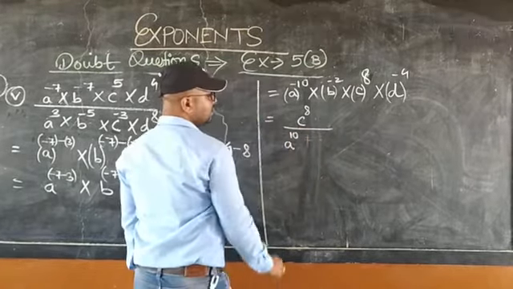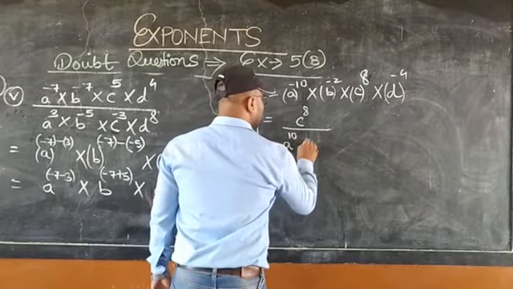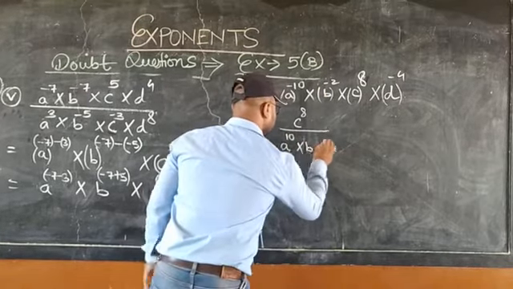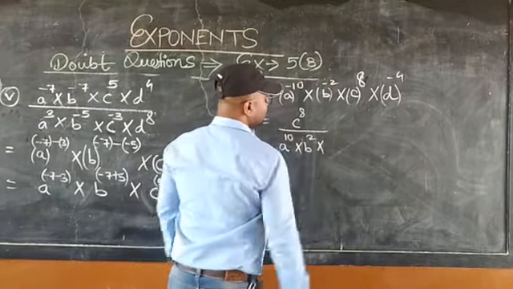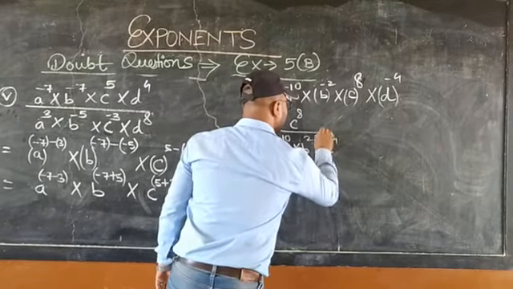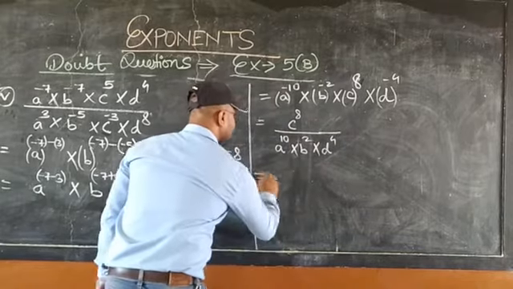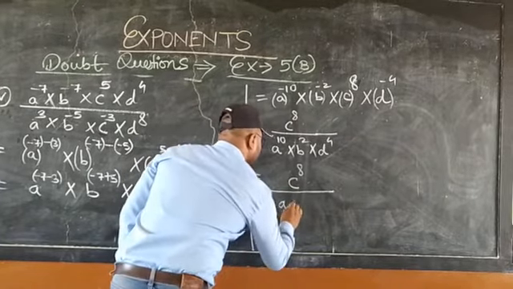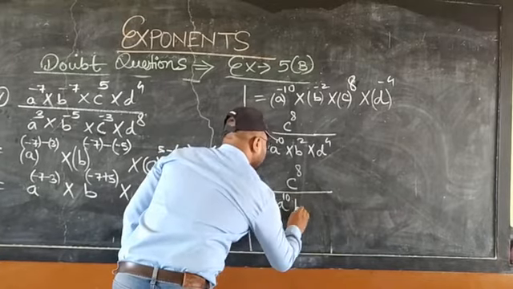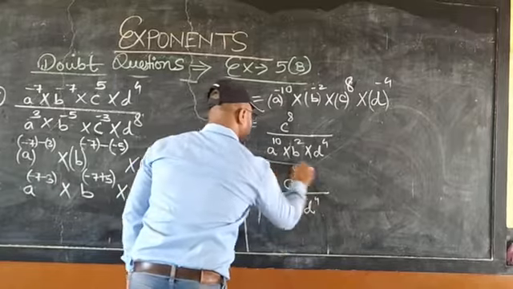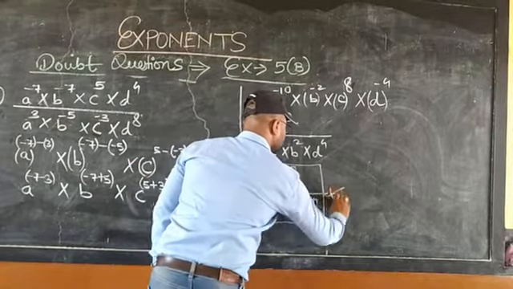Am I clear, students? A to the power 10. And then B, minus 2 is there, so it will come down, it will be plus 2. And D is minus 4, so it will be plus 4 in the denominator. So finally we can write C to the power 8 by A to the power 10, B to the power 2 and D to the power 4. Okay, students? So this is the answer, this is the solution.